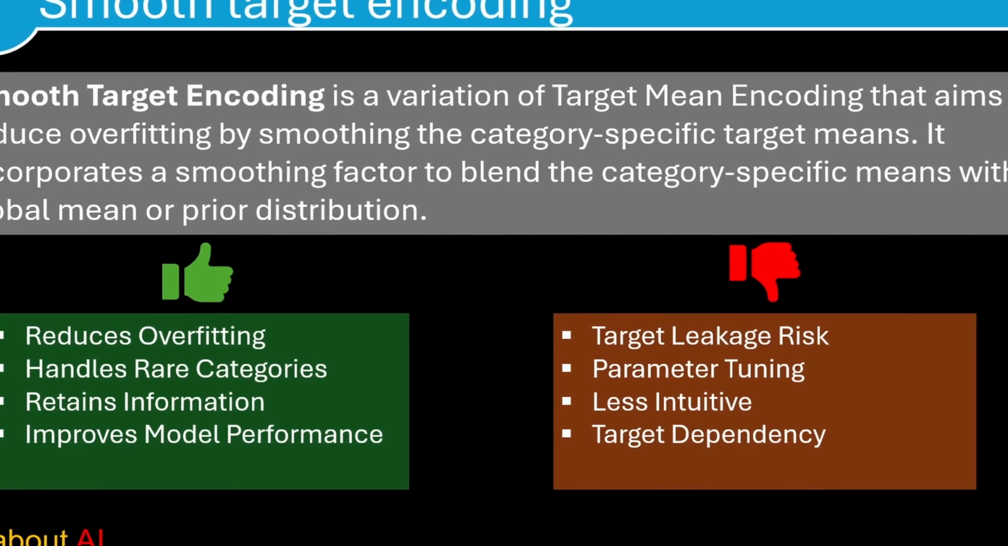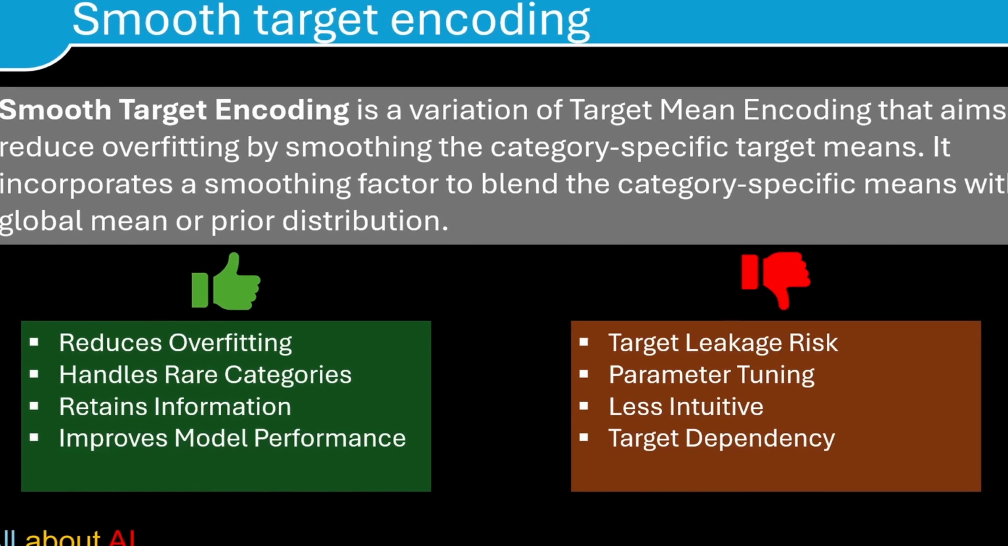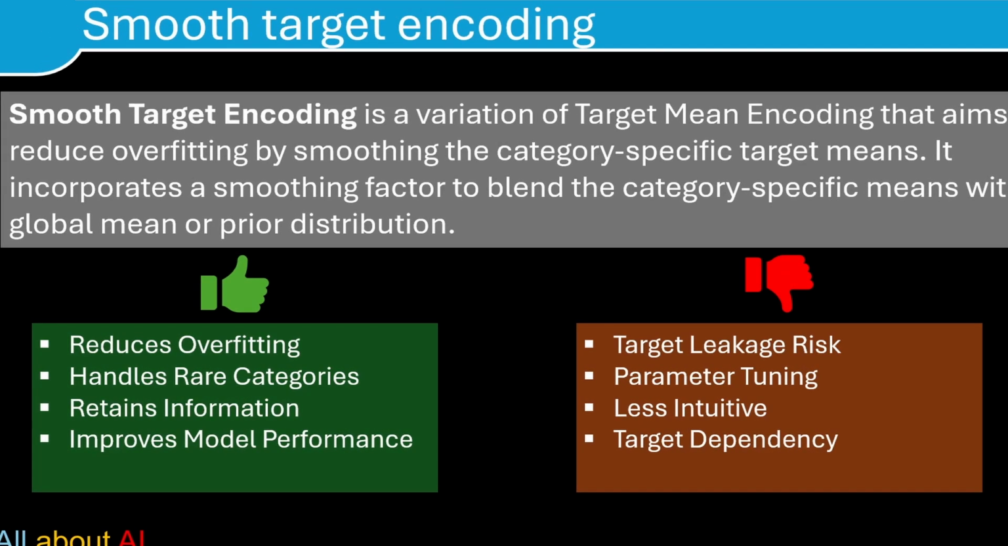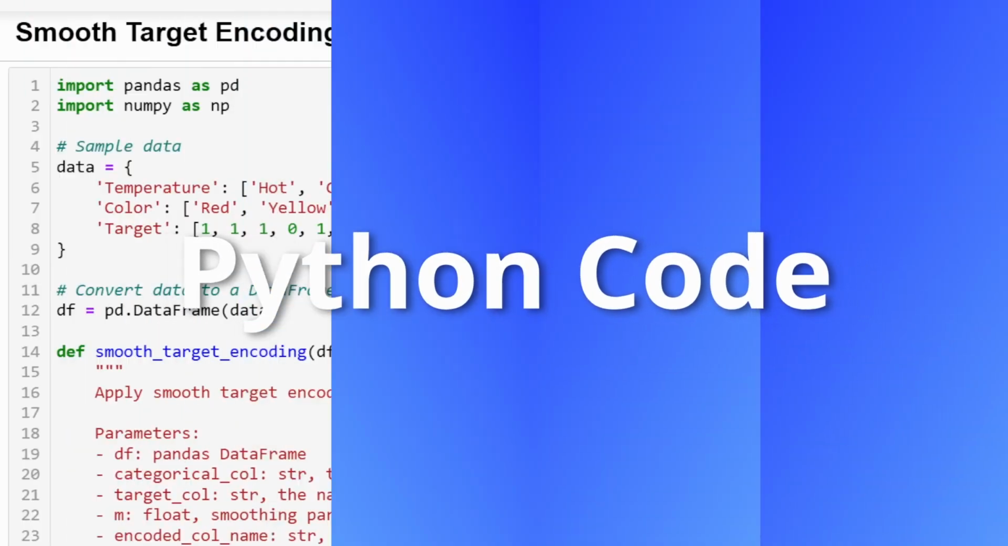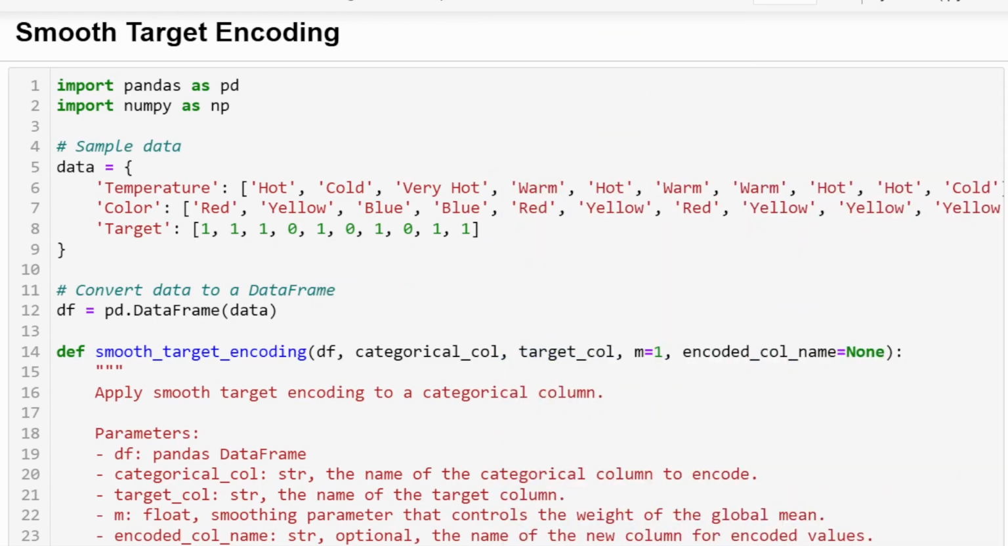Now, let's dive into the Python code to see how to implement smooth target encoding. Stay tuned as I guide you step by step. We will be using Python libraries Pandas and NumPy. Here's the toy dataset we'll be working with. It has 3 columns: temperature, our categorical variable; color, an additional column we want to encode in this example; and target, our target variable, which we're trying to predict.